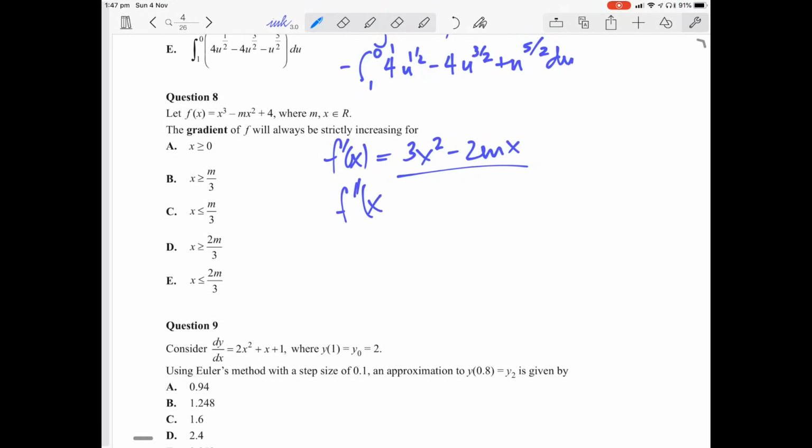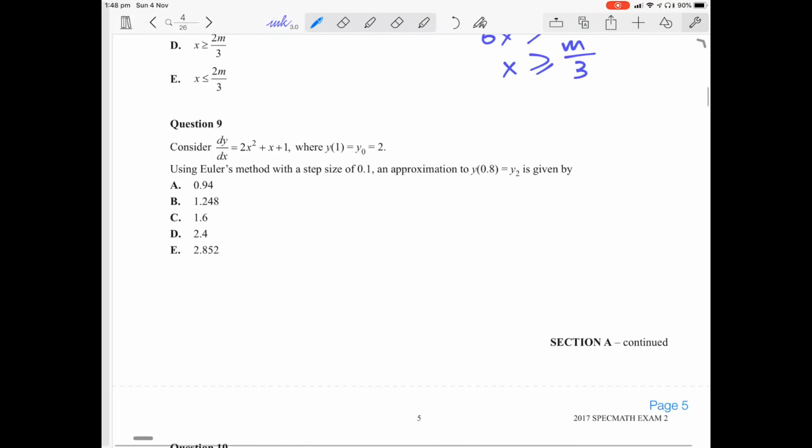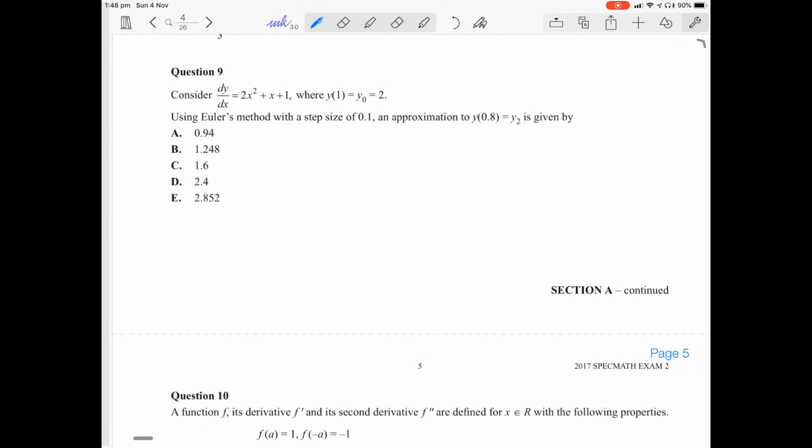Okay, f double dash of x is 6x minus 2m is greater than or equal to 0. So 6x is greater than or equal to m. So x is greater than or equal to m on 3. Stupid question, stupid Kaz. Euler's method with a step size of 0.1.